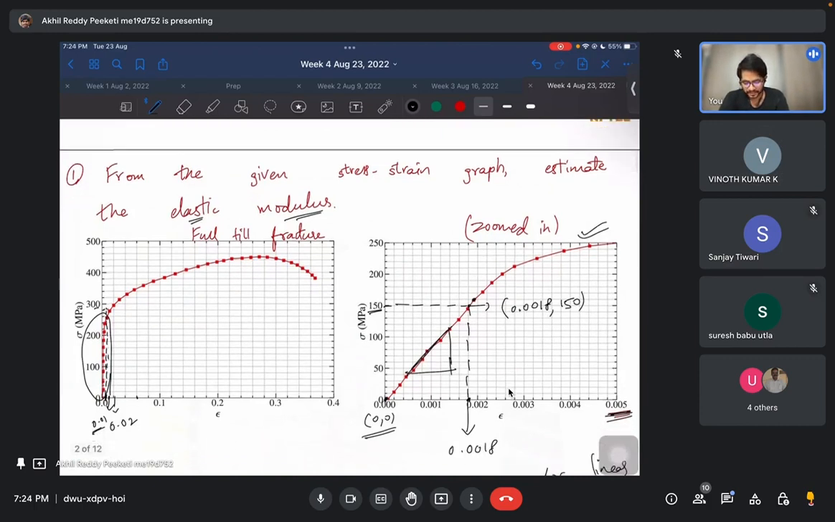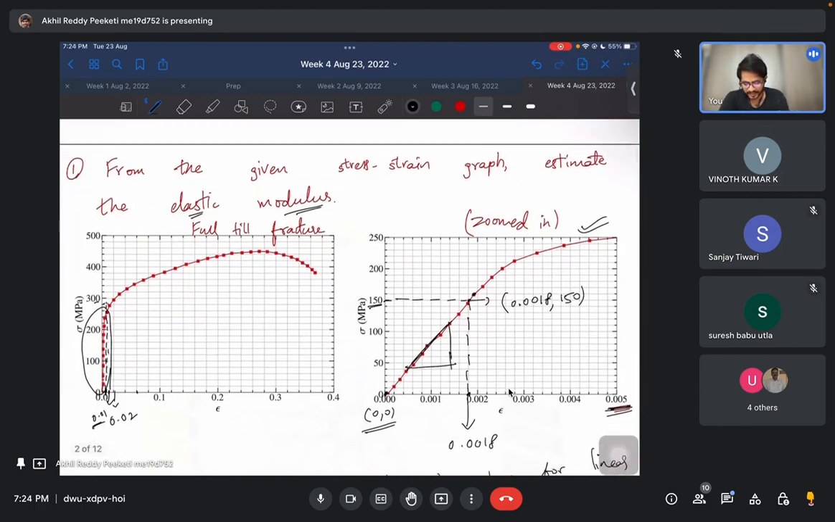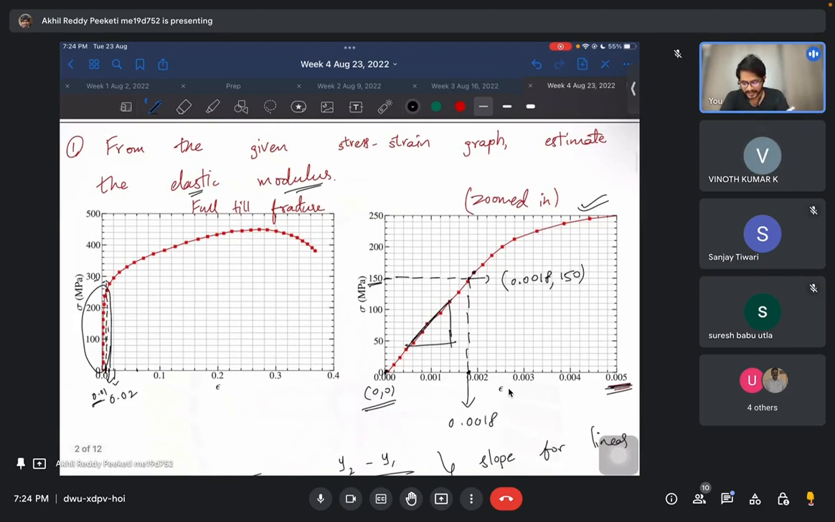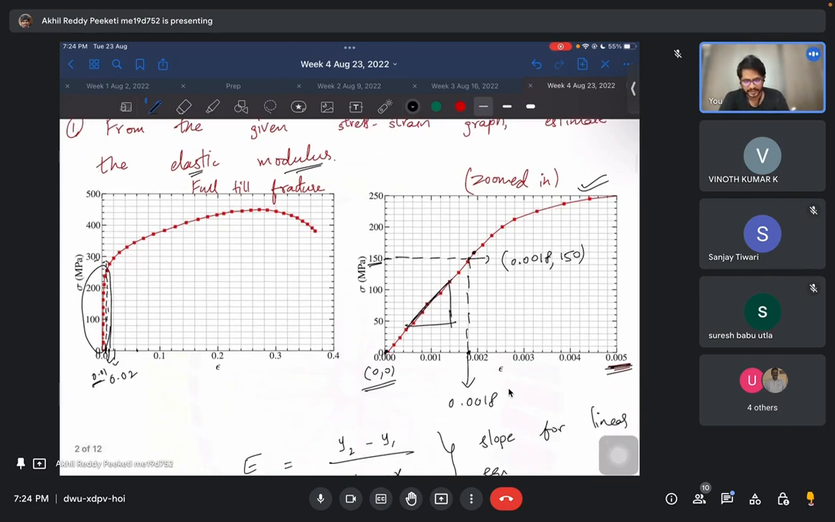So today's first question is, for given graphs, we are supposed to estimate the elastic modulus. In graph 1, we were given the full graph till the fracture. In graph 2, we were given the zoomed in version. So to get the elastic modulus, you actually need to get the slope in the elastic region.